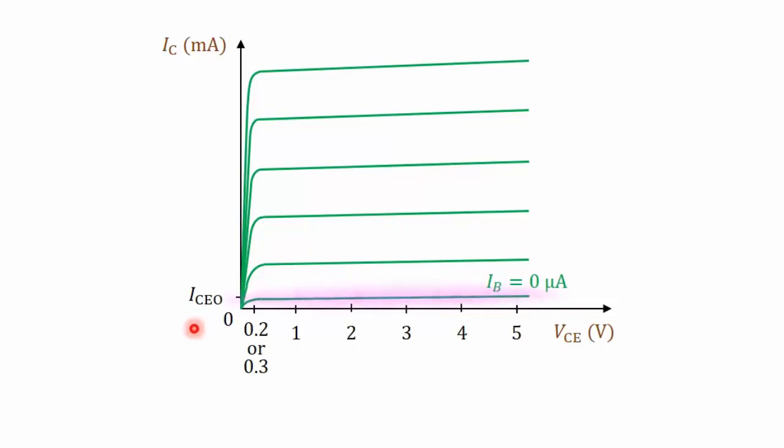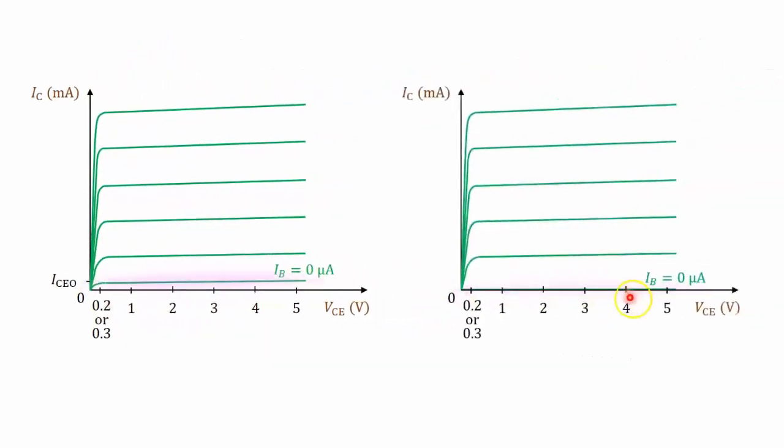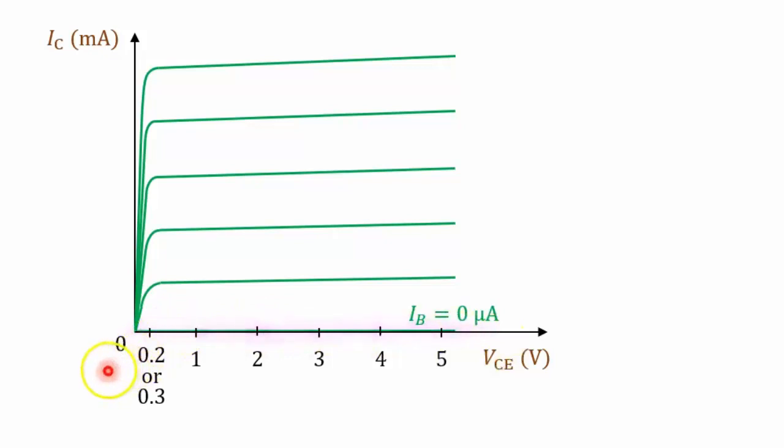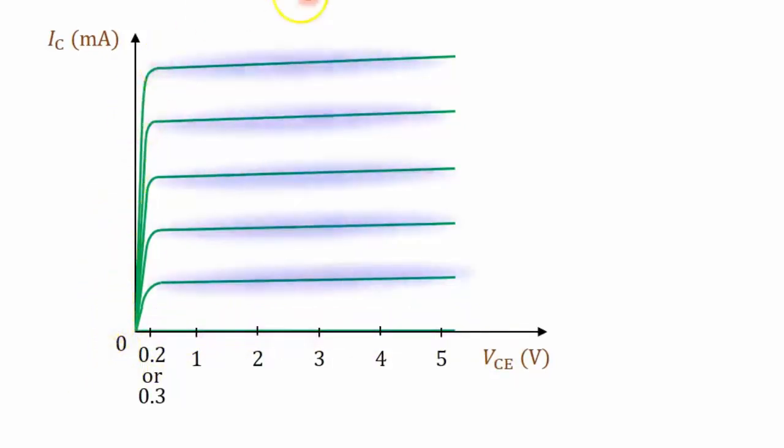Putting the figure back to the actual scale, it will appear like this. When the base current is equal to 0, the collector current is also equal to 0. In the active region, the collector current increases slightly when VCE increases.